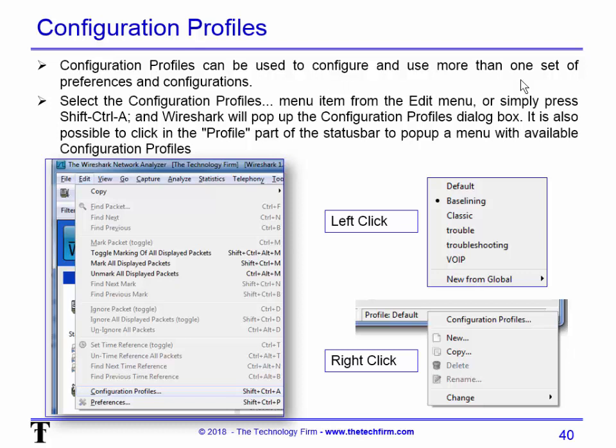Sometimes you might want to see the delta time, other times maybe the relative time, that sort of thing. So this is a very important concept to get out of the way right at the beginning. So the best way to get into this is Shift-Control-A. That's one way if you're a keyboarder.